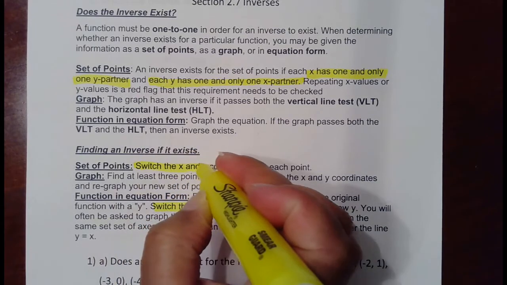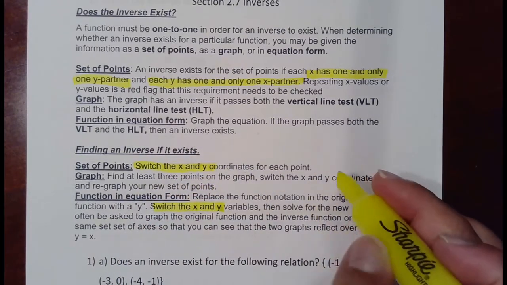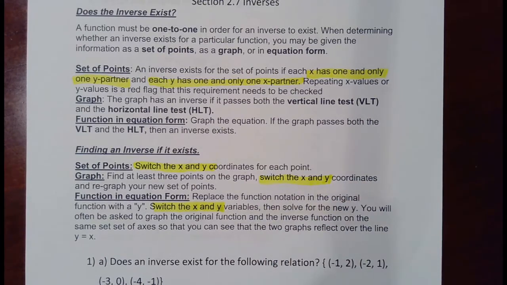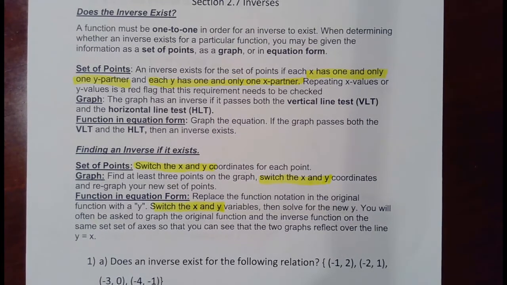The main step in all of these procedures is to switch the x and the y. You replace the function notation with a y, switch the x and the y, and then solve for your brand new y. And then there are symbols that we use to show, when we are finished with those steps, that we have found the inverse, and we'll go into one of those.